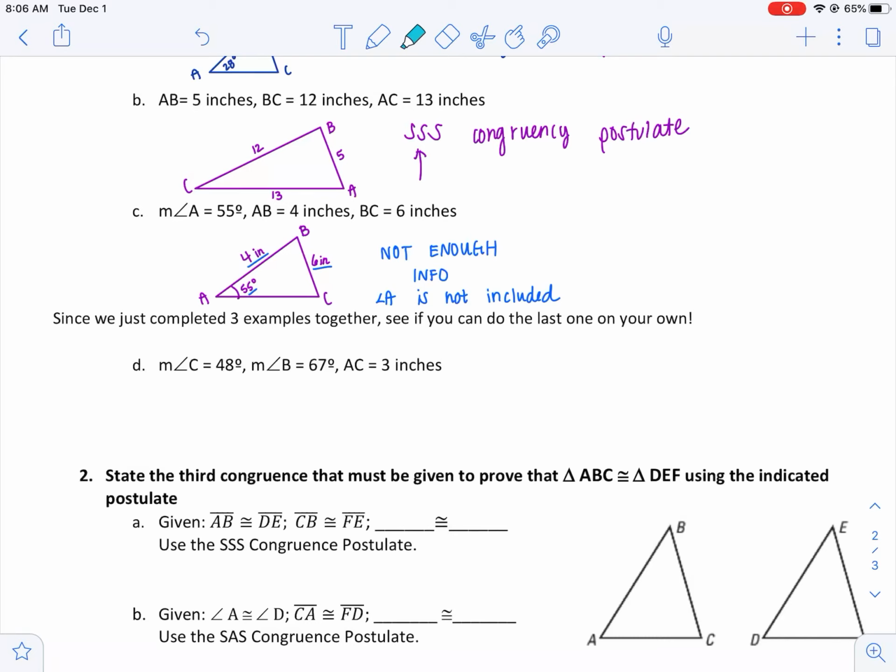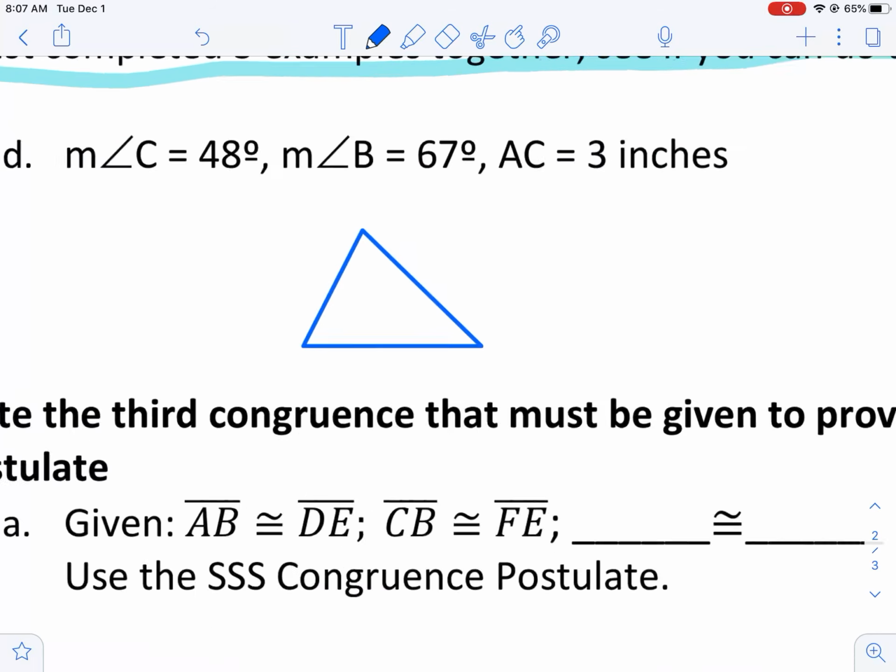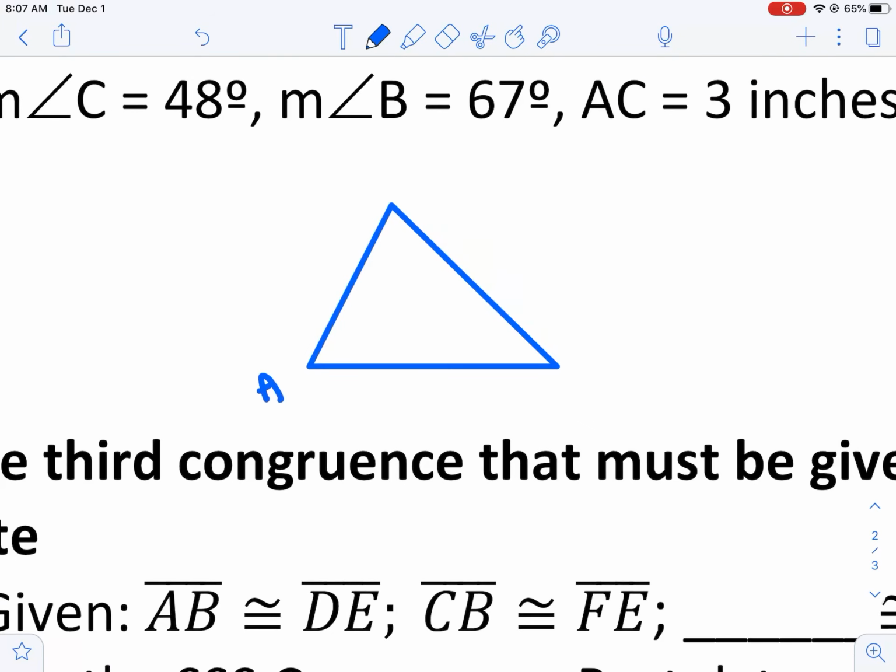All right, so this one is for you all to practice on your own. So go ahead and pause and see if you can do this one on your own, and then I'll pick it back up. Okay, hopefully we did that one on our own. I mean, if you didn't, you're just hurting yourself. So let's check our work.